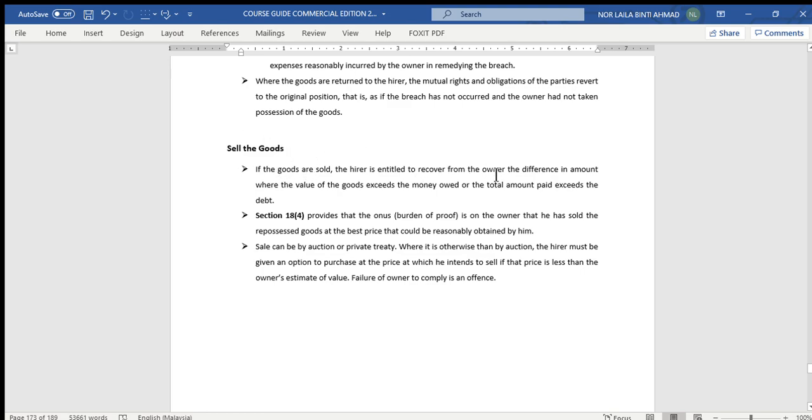Hirer is entitled to recover from the owner the difference in amount where the value of the good exceeds the money owed or the total amount paid exceeds the debt. And the owners here, the burden of proof lies on the owner to show that he has sold the repossessed good at the best price that could be reasonably obtained by him. So kalau ada difference, okay, maksudnya value of the goods tu exceed the money owed, then hirer is entitled to claim from the owner.